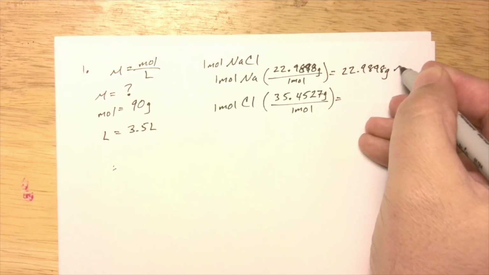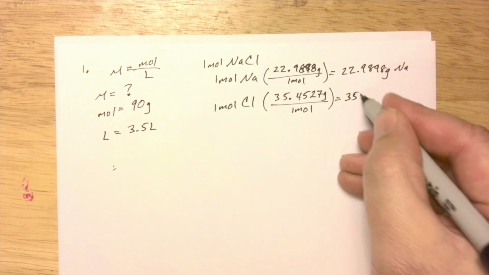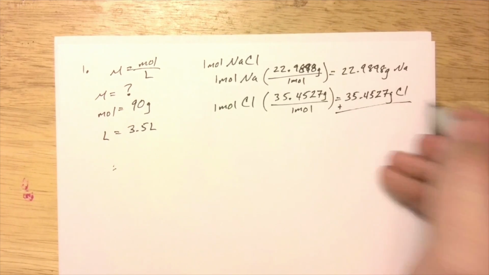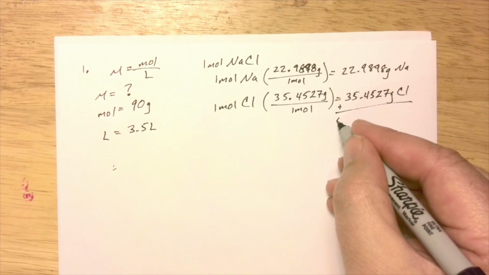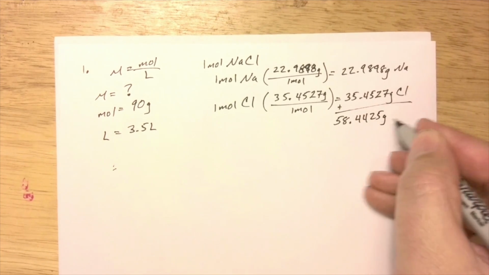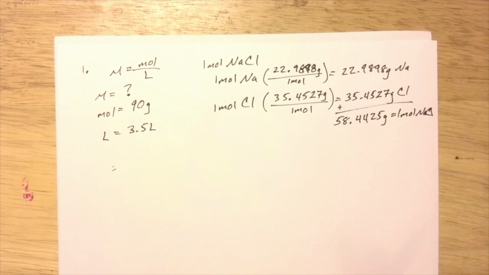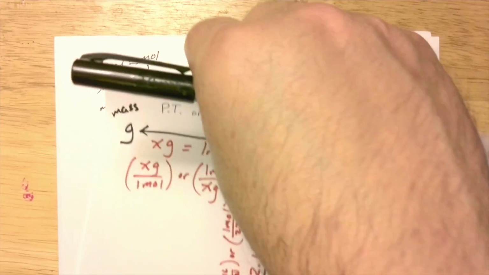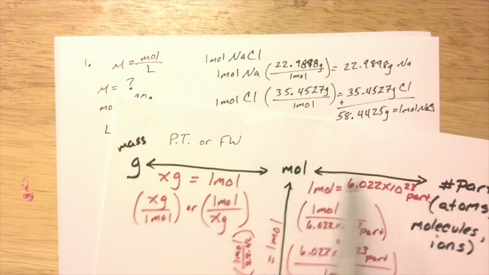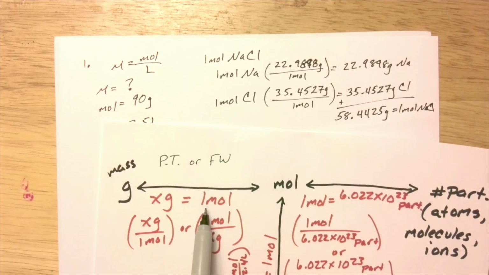So this would be how many grams of sodium would be in there, and also 35.4527 grams of chlorine. And then we're finding out the total mass, which comes out to be 58.4425 grams is equal to 1 mole of NaCl. What we've just done is we just figured out this part right here. So 58.4425 grams, that's your X value, is equal to 1 mole. So this is going to become a conversion unit for your 90 grams.